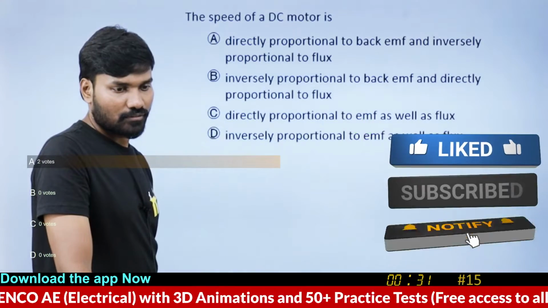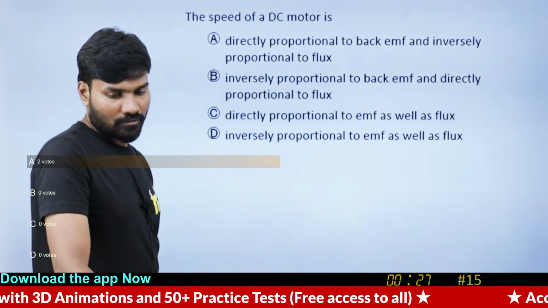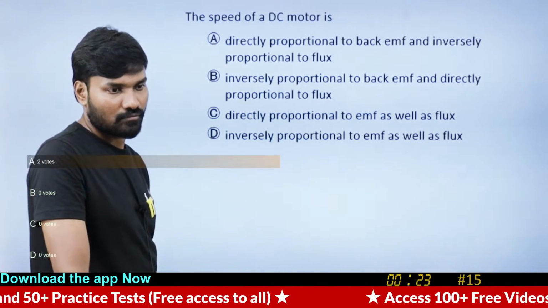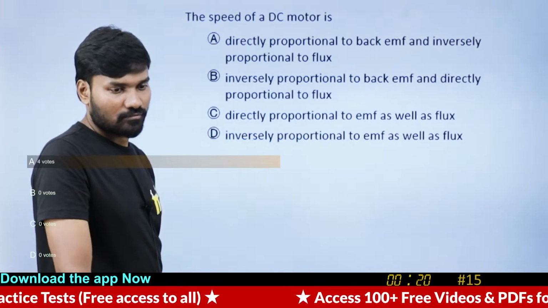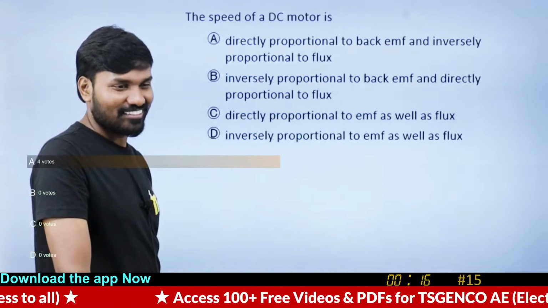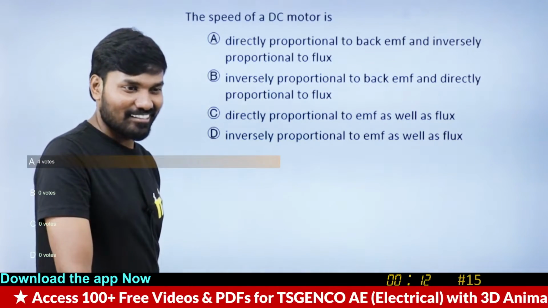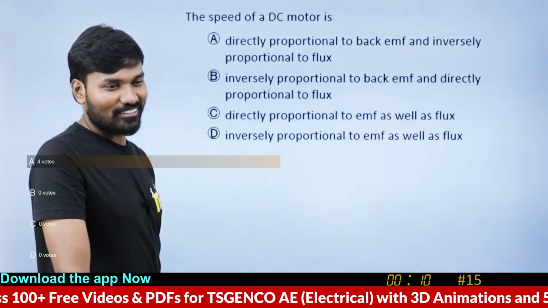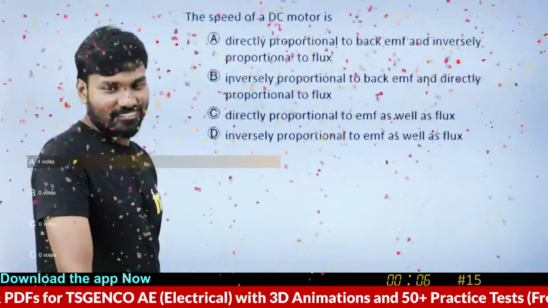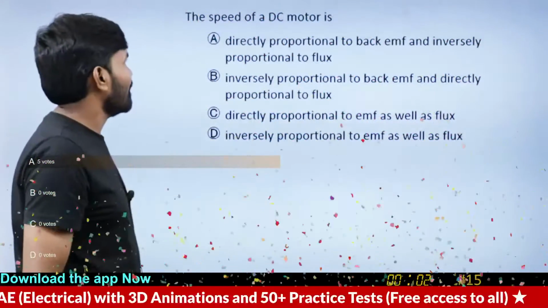Good. I think a simple one. Everybody's answering the same. Good. So the first one, all of you answered correctly, and the last one also, you're doing good. Anyways, keep it up. I think most of you answered correctly.